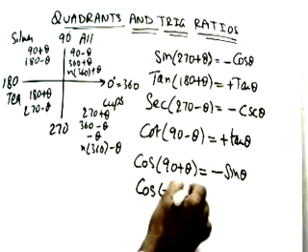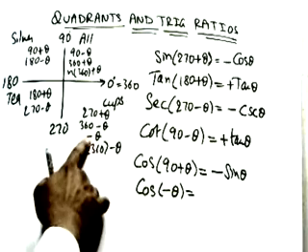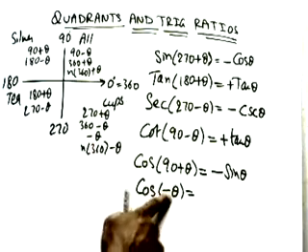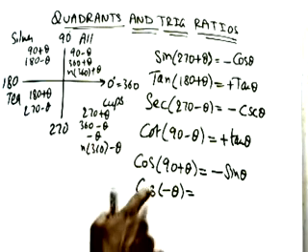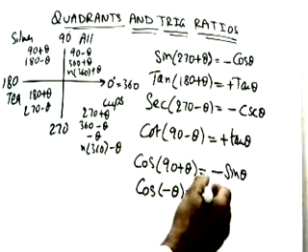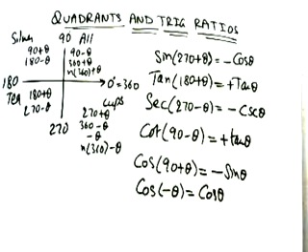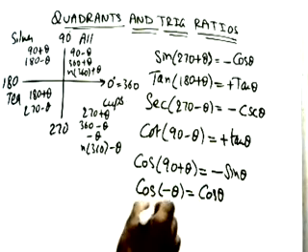One more example, suppose we are having cos of minus theta. Minus theta lies in the fourth quadrant. So in the fourth quadrant cos is plus. Therefore cos of minus theta will be plus cos theta.